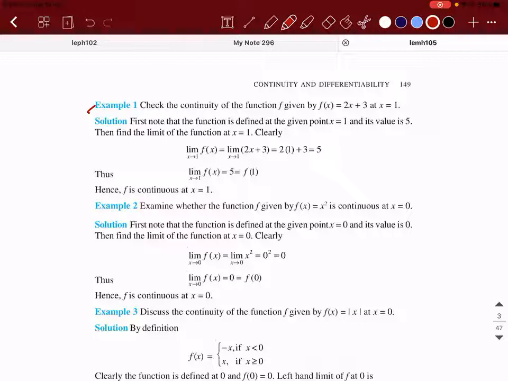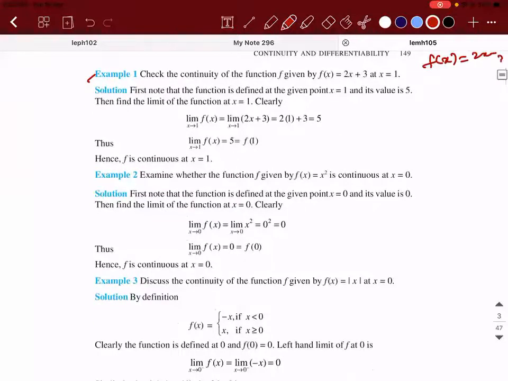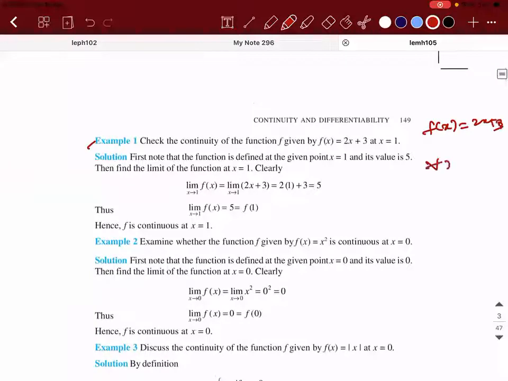Check the continuity of the function f given by f of x is equal to 2x plus 3 at x is equal to 1. What is this 2x plus 3 in the first place? It's a polynomial function, to put it in simple terms. So for a polynomial function, by default, what is the domain of it? It is the real numbers. So we can say that f of x is equal to 2x plus 3 will exist for all values of x that belong to the real numbers. Out of those real numbers, what is the point at which we are asked to check the continuity of the function? 1, right? So what is the definition that I told you?